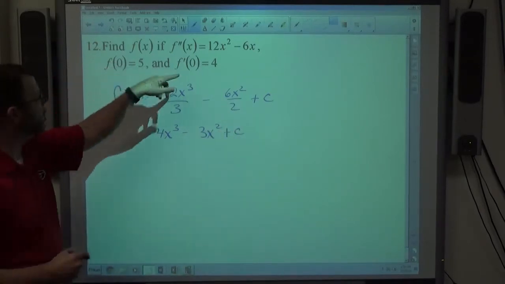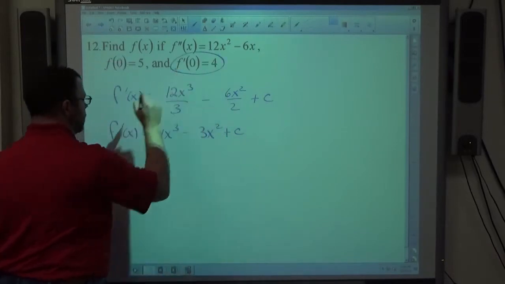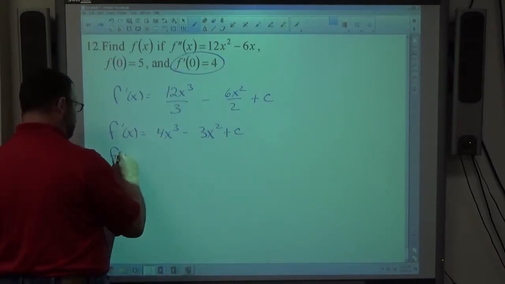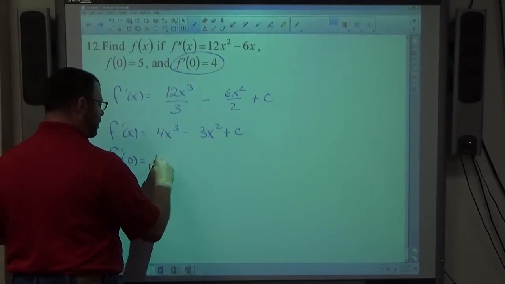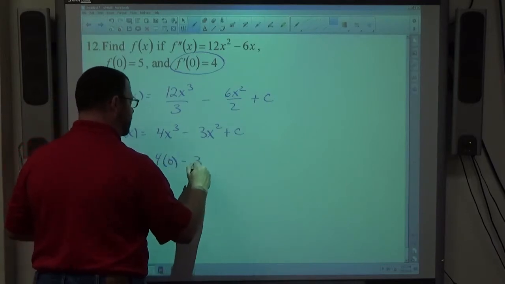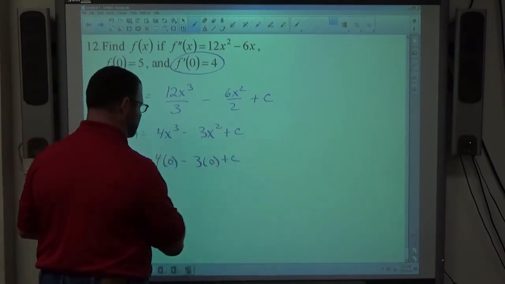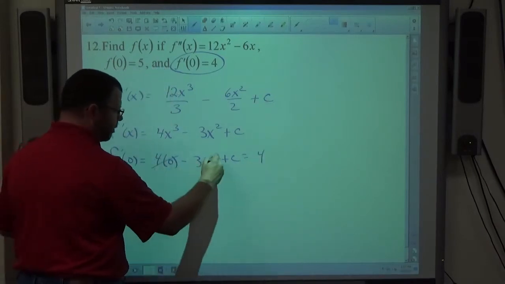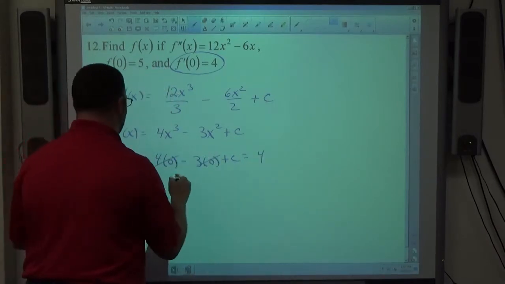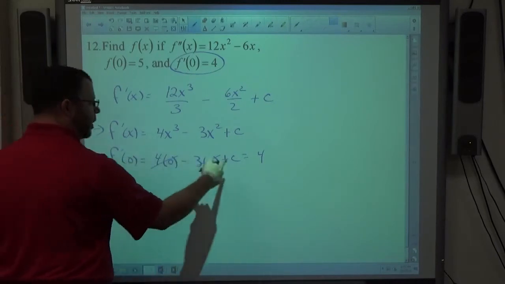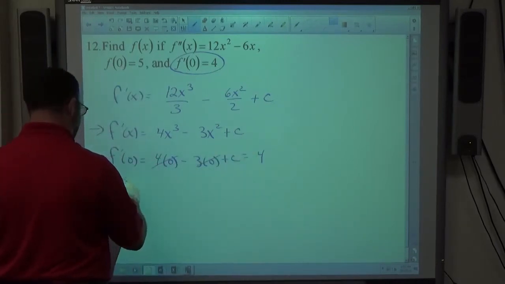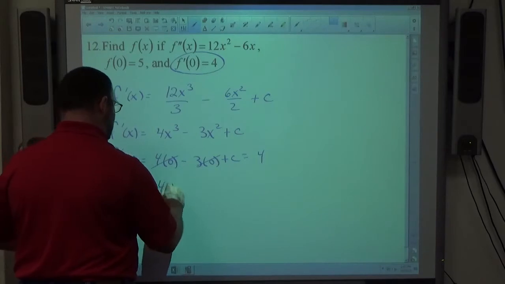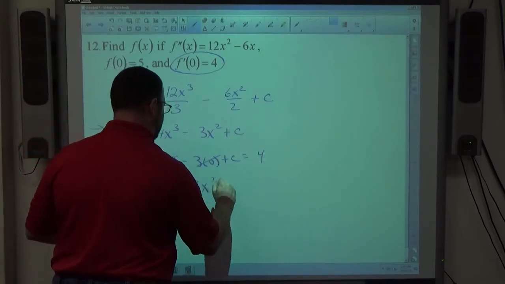I know f prime of 0 is equal to 4. F prime of 0 also equals 4 times 0 cubed minus 3 times 0 squared plus c. That's supposed to equal 4. 0 minus 0 plus c, so c is equal to 4. So this is what f prime is. We know c is 4, so we just write f prime of x then as 4x cubed minus 3x squared plus 4.